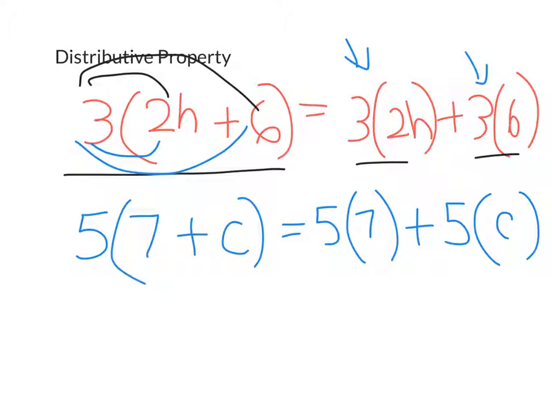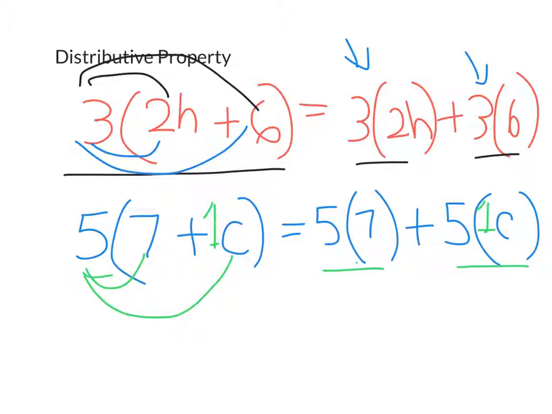Let's look at this one here as well. This is 5 times the quantity 7 plus c. So I can do 5 times 7, and that's what this is, and then 5 times c, which is that. And remember, 5 times c, if you want, you can put a little 1 in front there because there's 1c, and then we end up with that right there.